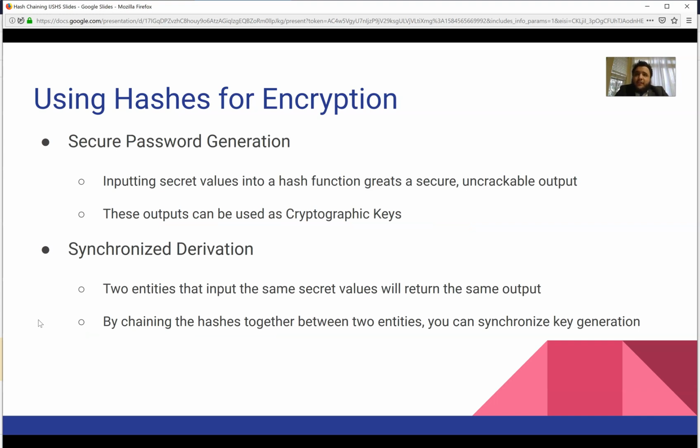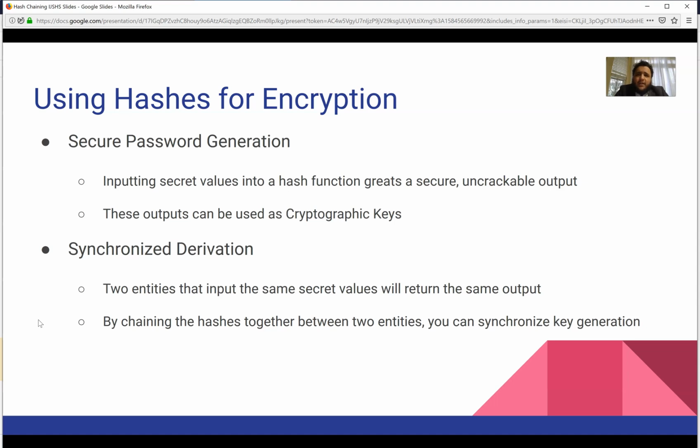We can use hashing for encryption in a multitude of ways. However, the most pertinent ways for today's discussion are secure password generation and synchronized derivation. Inputting secret values into a hash function creates a secure, uncrackable output. By using these outputs as cryptographic keys, we can securely encrypt private data.